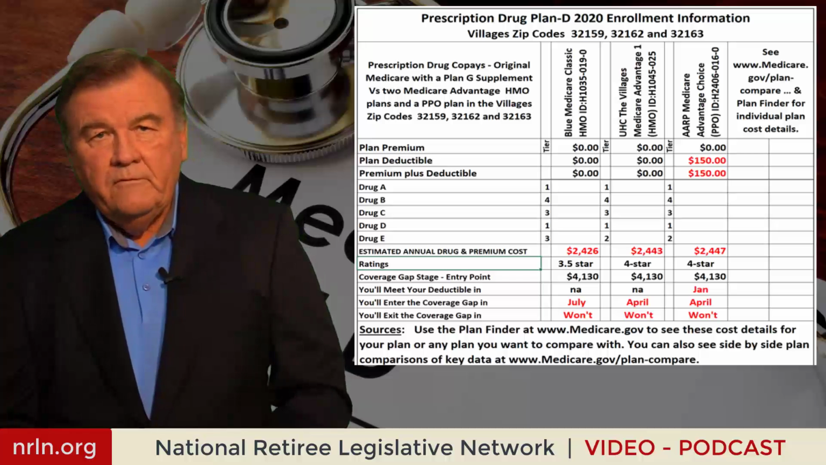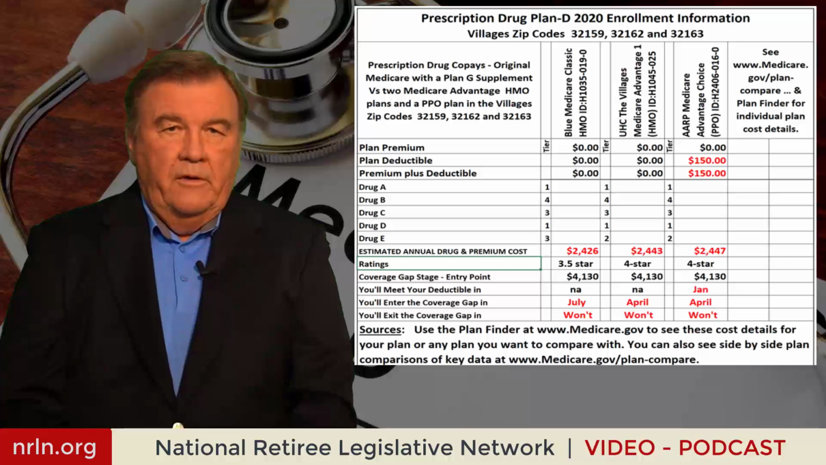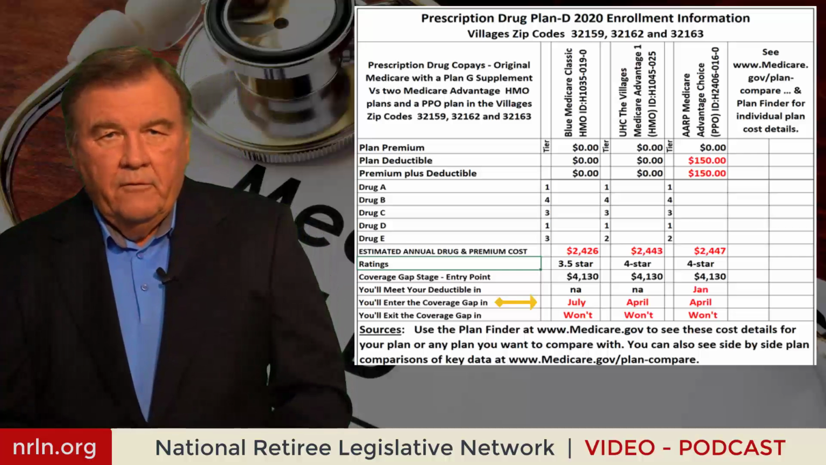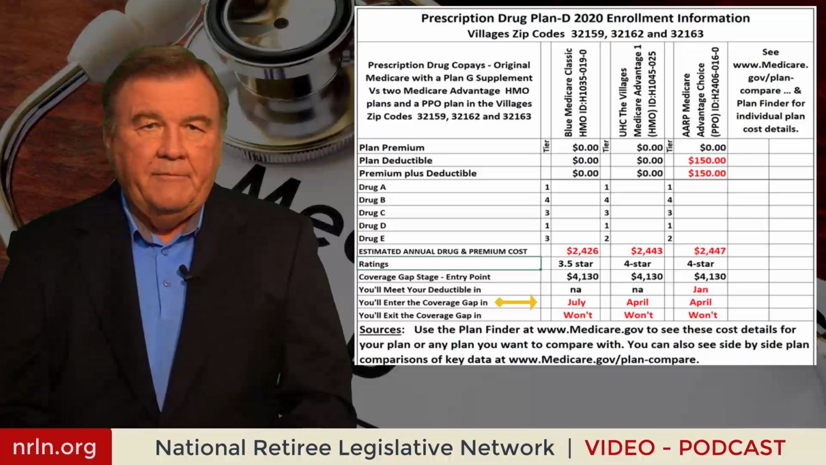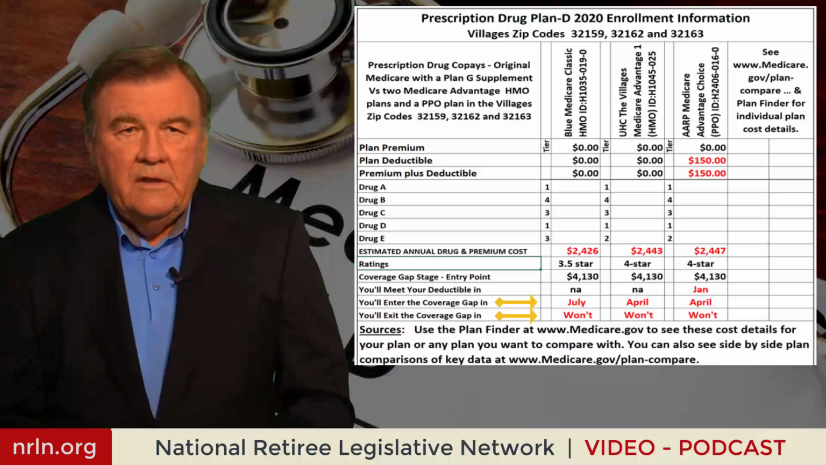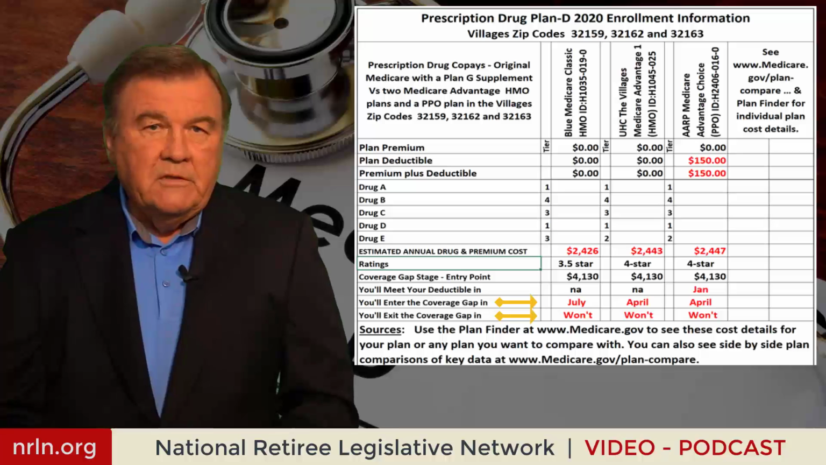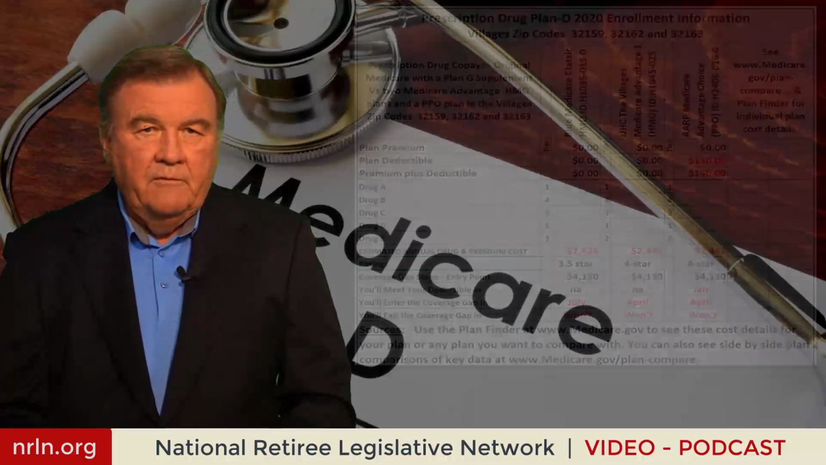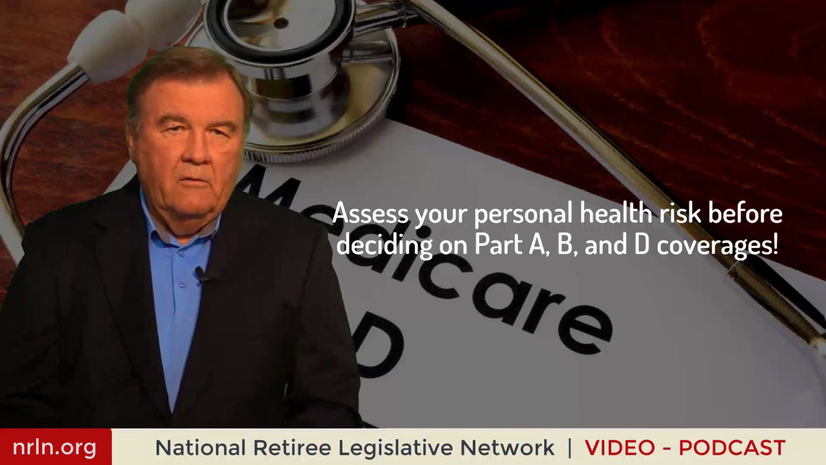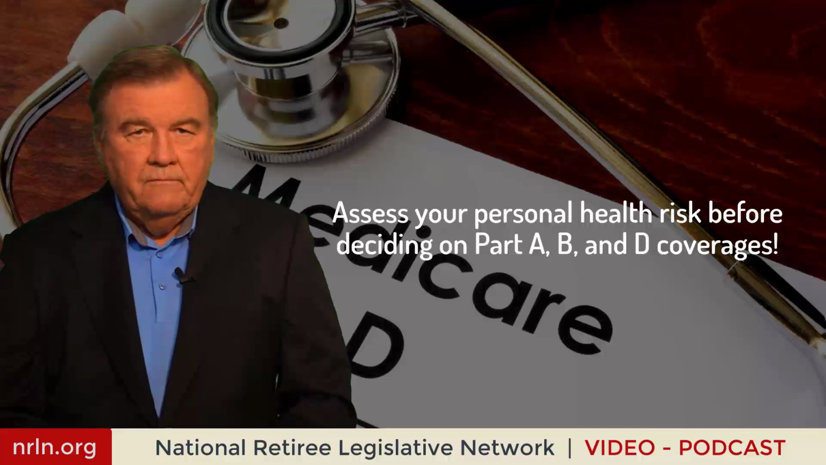Since this portfolio of drugs was more expensive than a healthy person's average portfolio, you can see on the last 2 rows in red that the coverage during the gap stage will be reached in April or July, and that you don't leave the gap until January of the next year. So you must assess your personal health risk before deciding on coverage. Ask your doctor or pharmacist about lower cost alternative drugs, including generics.